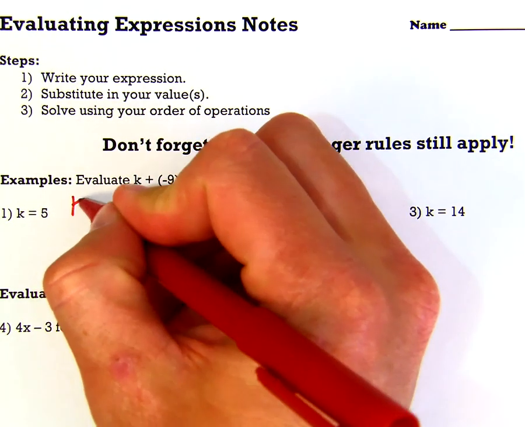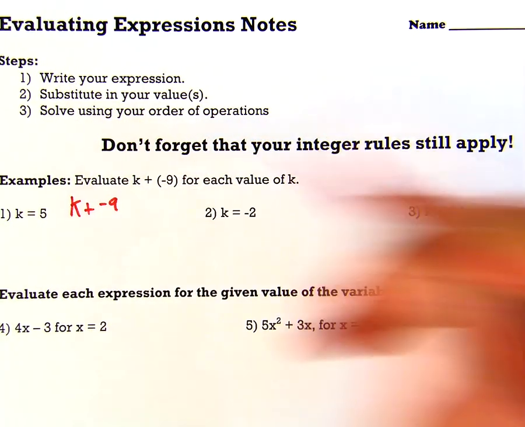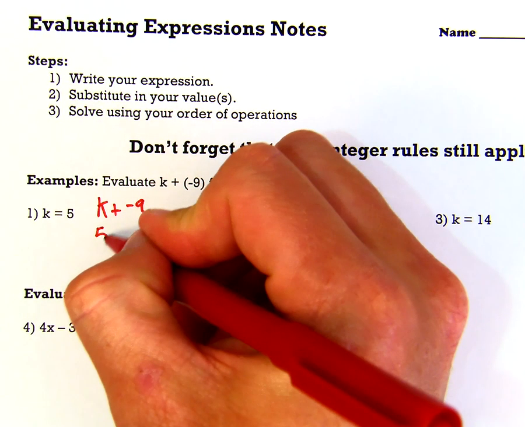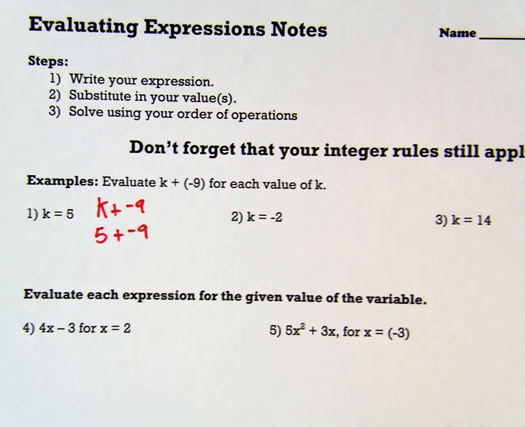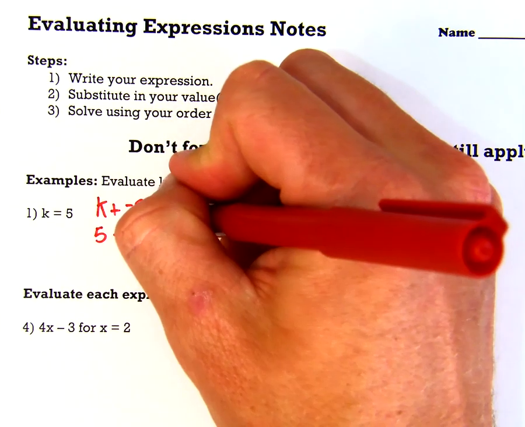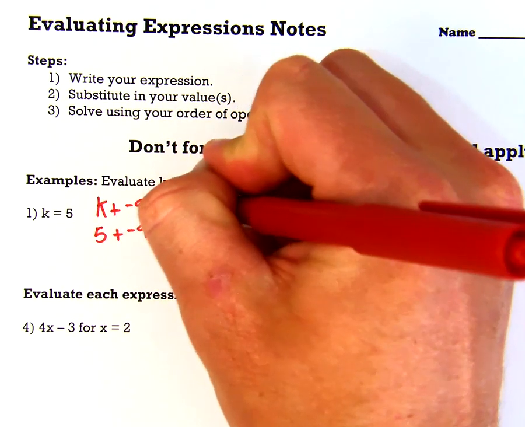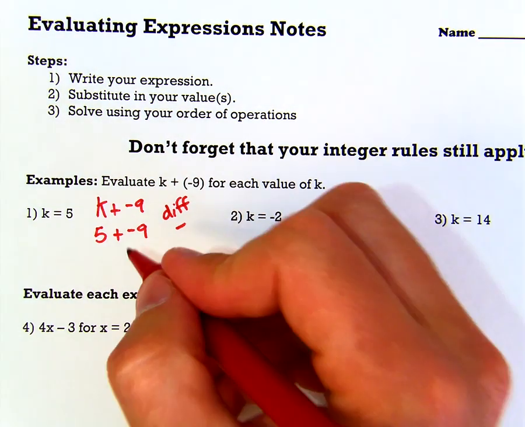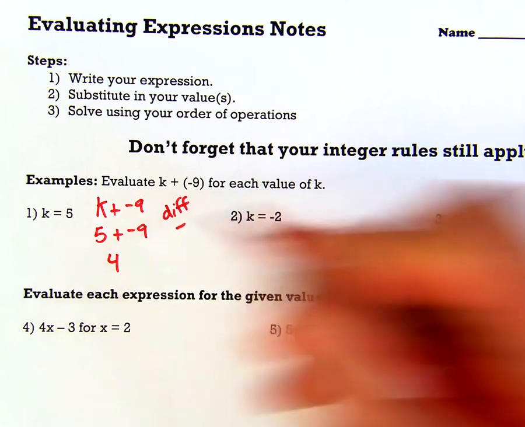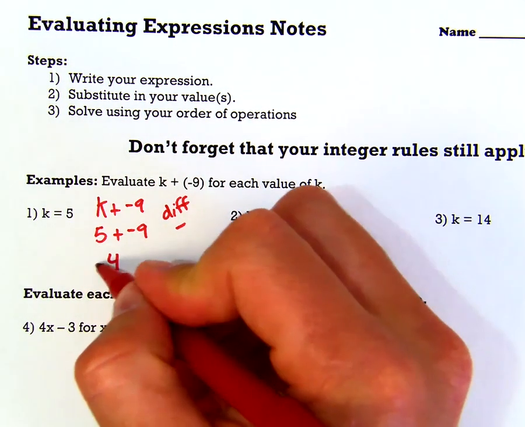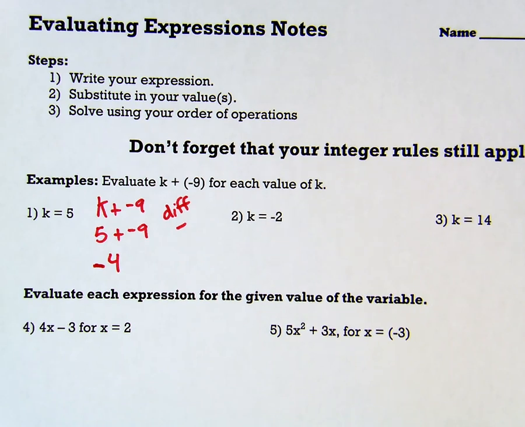So I'm going to go ahead and actually write k plus -9. Substitute in my k, which is 5, and I have 5 plus -9. Alright, I have different symbols, so I'm going to go ahead and make sure I subtract. So I have 9 minus 5 is 4, and then I notice that my 9 is the bigger number than my 5, which means -4 would be my answer.